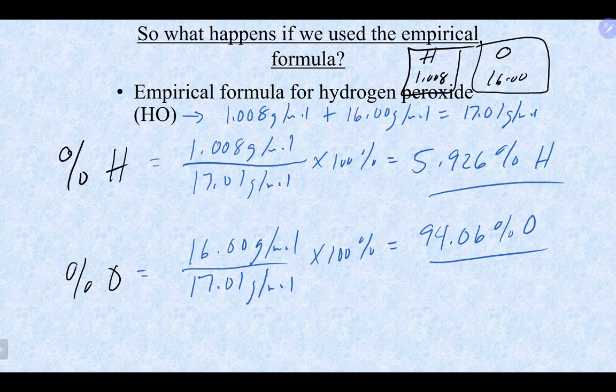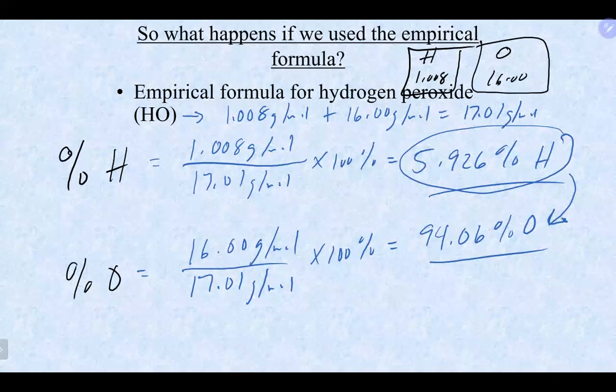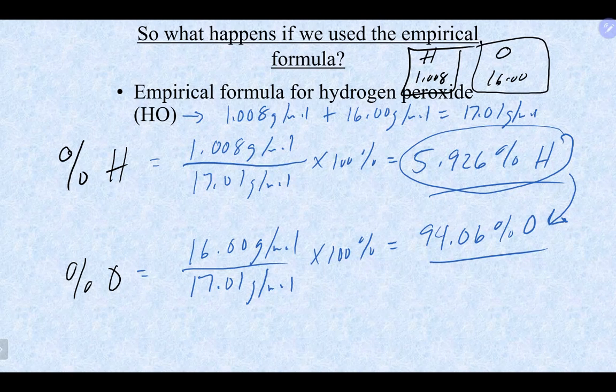By the way, since these were the only 2 elements here, after I got this number, I could have done what to get to this number? Subtract from 100, right? 100 minus it would have got us there, since those were the only 2 elements present. So you could have shortcutted it that way if you wanted to. Any questions on that?